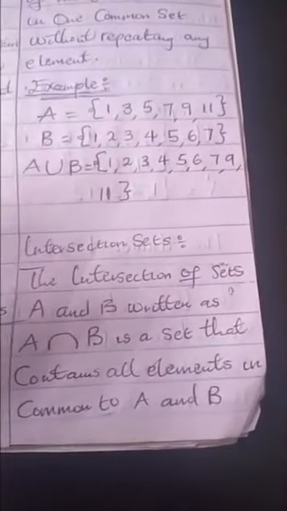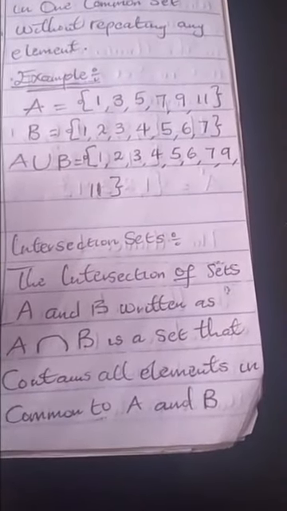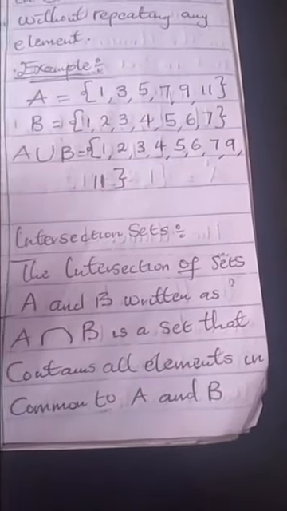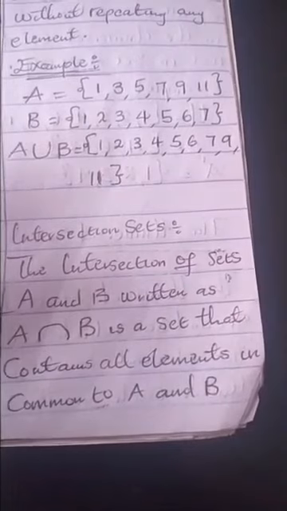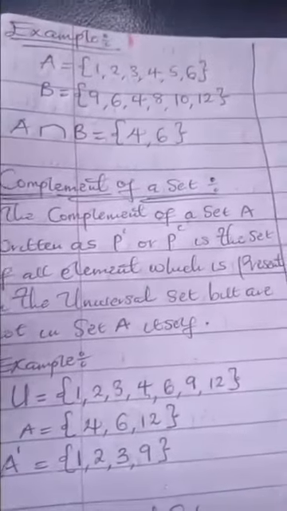Intersection set. The intersection of sets A and B is written as A ∩ B. It looks like an N, right? But this is not an N. It is a set that contains all elements in common to A and B. So the elements that are common to A and B. Now this is an example.